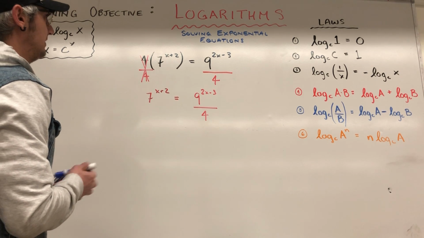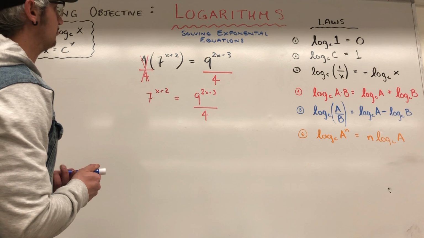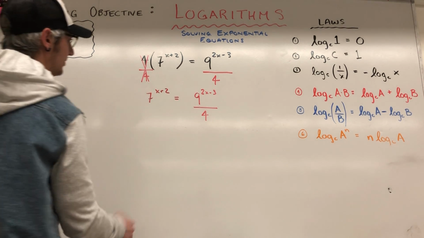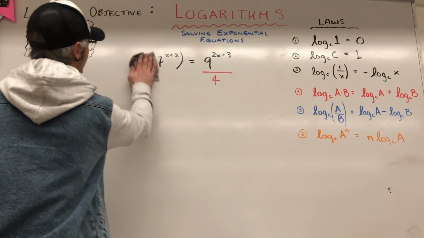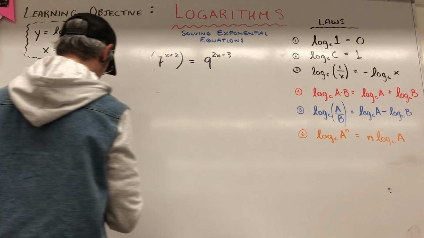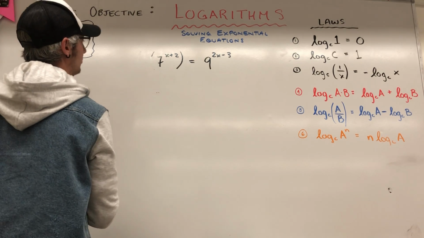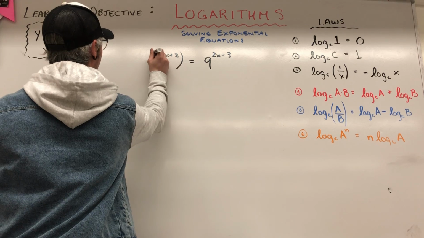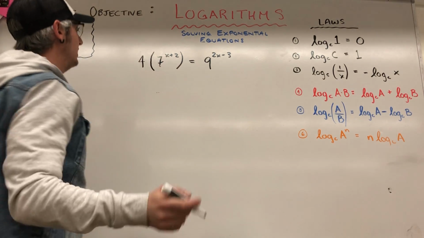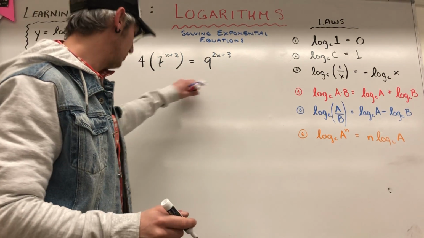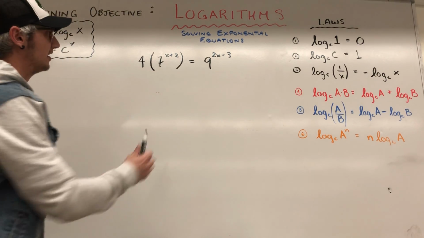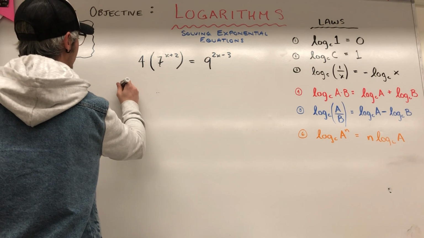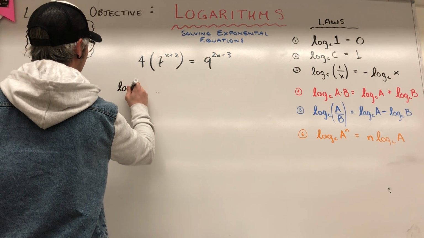Okay, and, well, okay, you know what? I'm going to back this one up, because we're going to have to employ one of these laws here, and I prefer to use this law over this law. Just a personal preference. Dividing out the 4 is not going to do anything for me because this is an exponent, so I can't divide an exponent by 4. So I'm going to take the log of both sides.